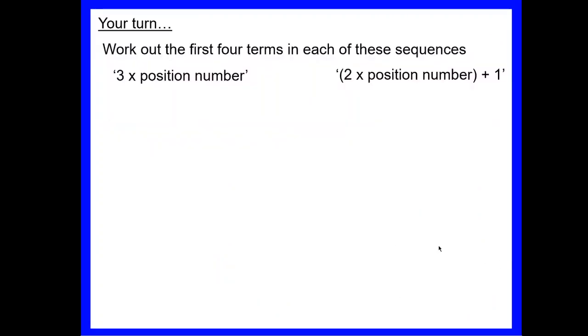Okay, so your turn then. So again, we want the first four terms in each sequence. You've been given two different ones here. You've got 3 times the position number, and you've got 2 times the position number plus 1. Pause the video now and have a go at those.